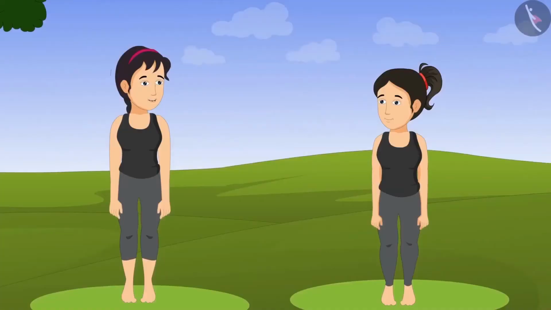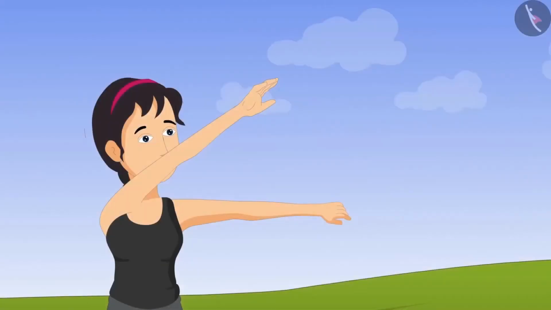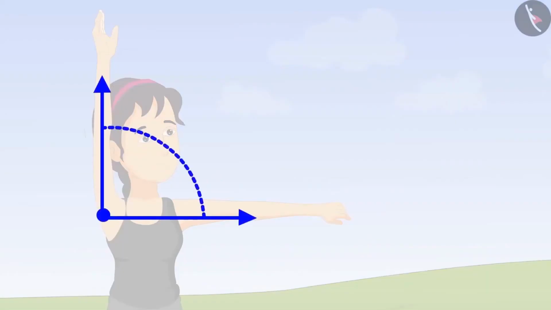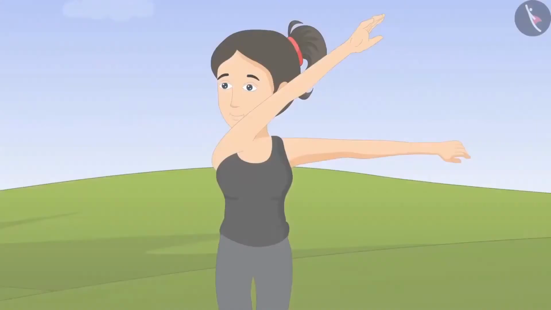Didi, are there any other types of angles? To find the answer to this, you have to make another angle with your hand. First, keep your left hand like this. And keep your right hand just below your nose like this. Hey, what angle is this? Look, when we make a right angle, the distance between our hands is like this. To make this angle, we have decreased the distance between the hands. That means this has become an angle less than right angle.